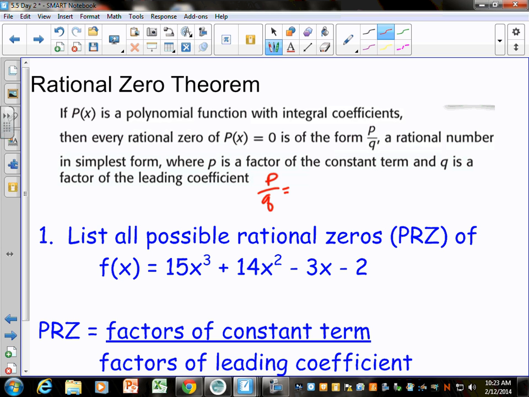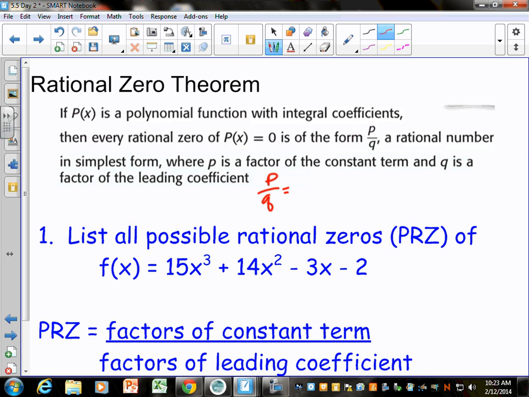What does this mean? When you're looking for zeros of a function, instead of just having to randomly guess what those zeros could be, you can make a list of possible, or sometimes they say potential, rational zeros by just taking factors of the constant over factors of the leading coefficient. Sometimes it's still a pretty big list, but it definitely is better than just picking every number possible and trying to find a zero.